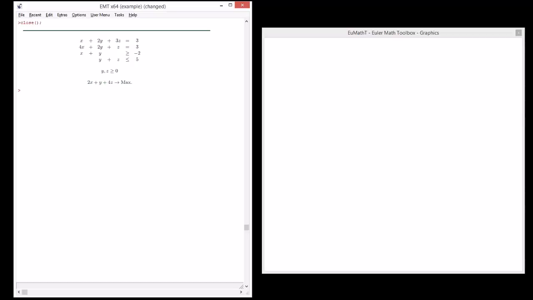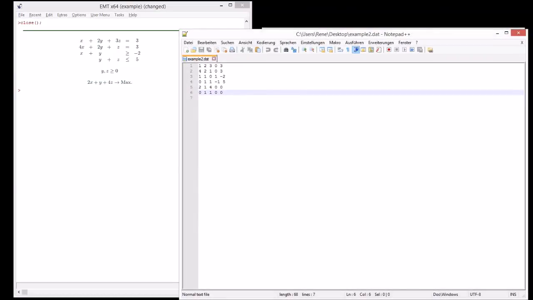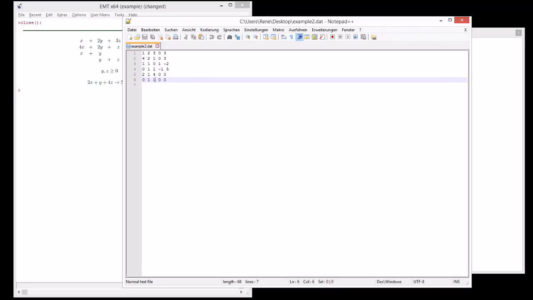For the next example, we have selected equalities and inequalities. Moreover, we have released the condition x greater equal than 0, and otherwise it is an ordinary linear problem. We want to read the problem from a file. Here is the file. We have encoded the problem in the following way.